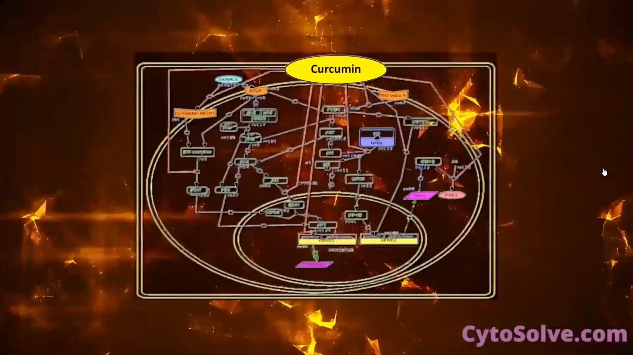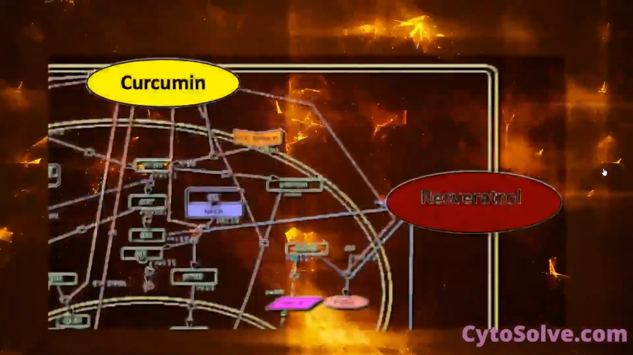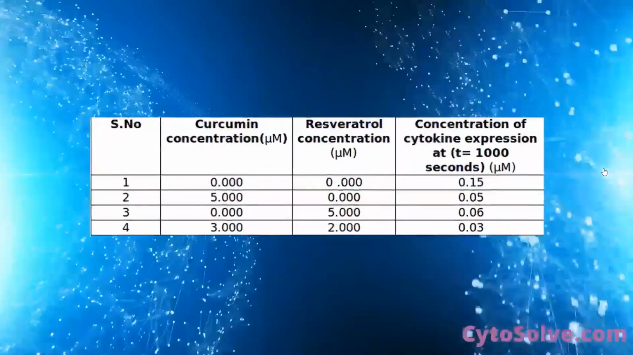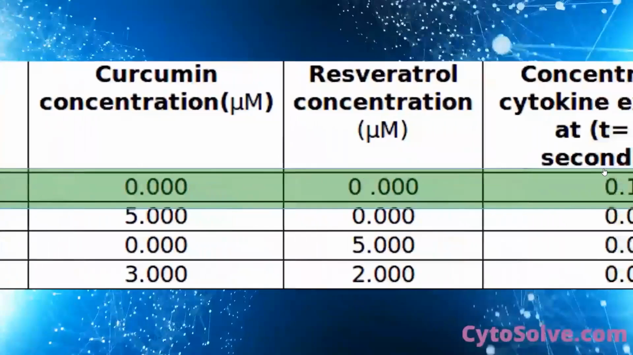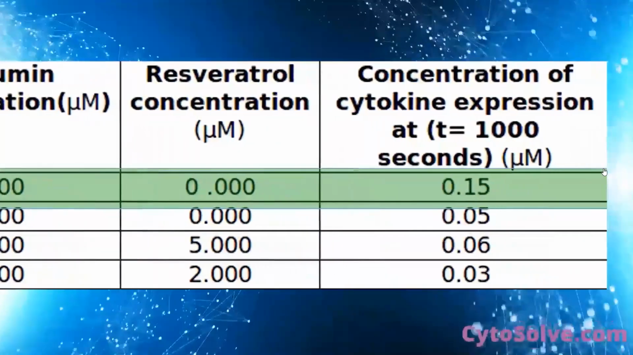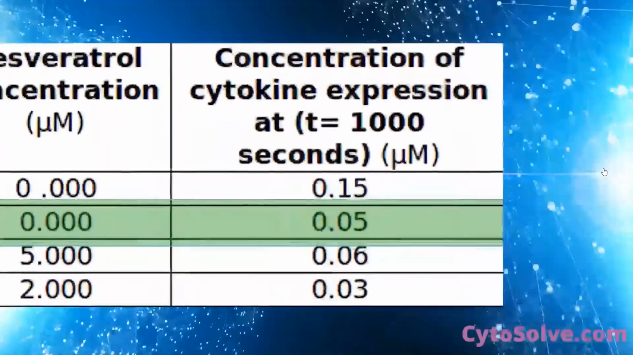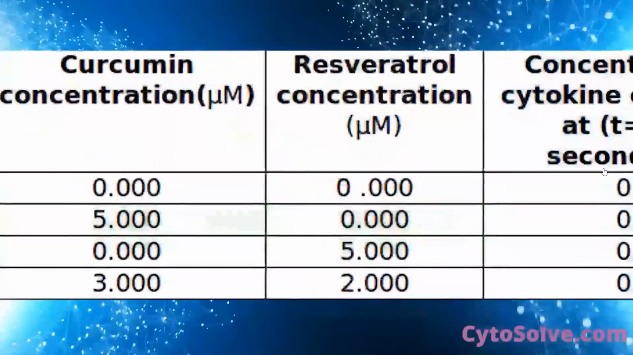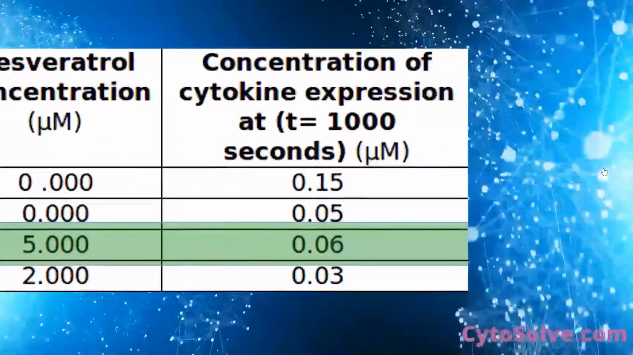For example, we know curcumin from turmeric and resveratrol from red grapes alleviate inflammation, but how much should we combine? Current methods are hand-waving at best. Here, with CytoSolve, we first model the control condition with no curcumin and no resveratrol to simulate high inflammation with the cytokine level at 0.15 micromolar. Next, we add just 5 micromolars of curcumin. The inflammation drops to 0.05. Next, we use 5 micromolars of resveratrol and the inflammation drops from 0.15 to 0.06.